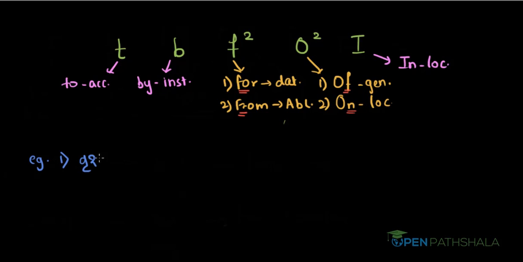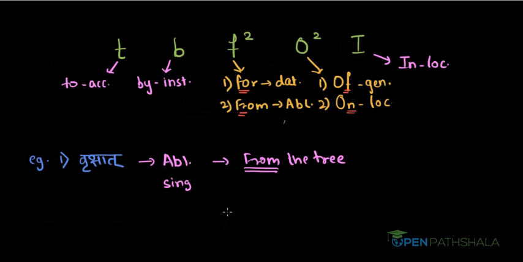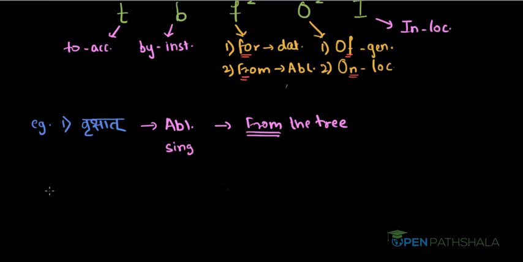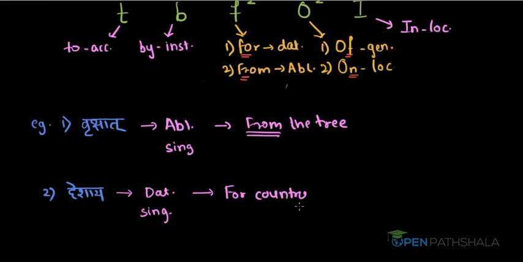First word is vrukshat. Now this word vrukshat is ablative singular of word vruksha. So the meaning of word vrukshat will be from the tree, as from is used in the sense of ablative case. Next example is deshaya. Deshaya is dative singular of word desha. So as we know that for is used in the sense of dative case, the meaning of this word deshaya will be for country.